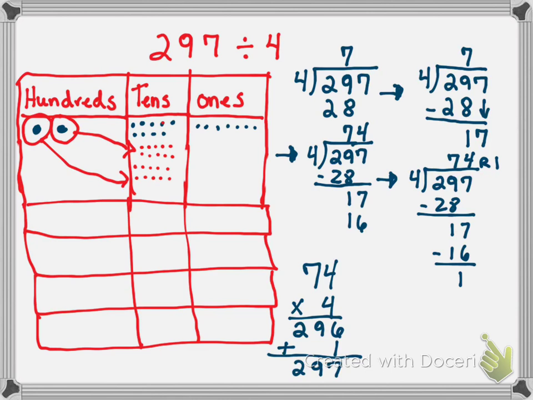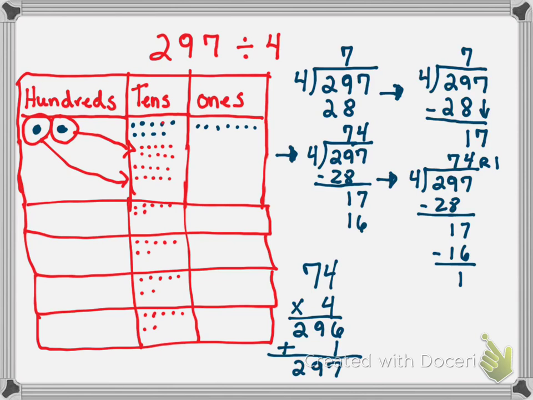So now I'm going to take those 29 tens and split them up equally into 4 groups because we are dividing by 4. Okay, so let's start counting to 29. 1, 2, 3, 4, 5, 6, 7, 8, 9, 10, 11, 12, 13, 14, 15, 16, 17, 18, 19, 20, 21, 22, 23, 24, 25, 26, 27, 28.